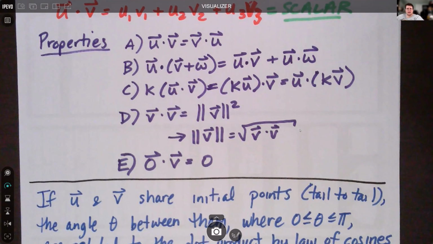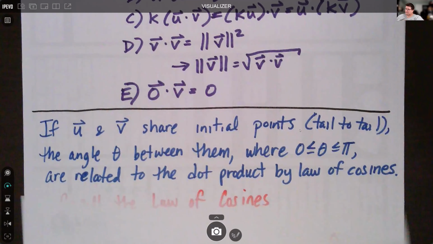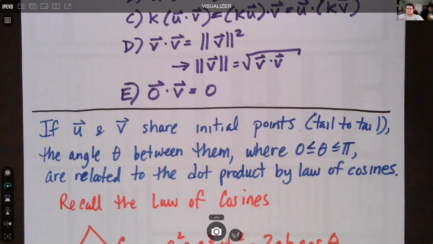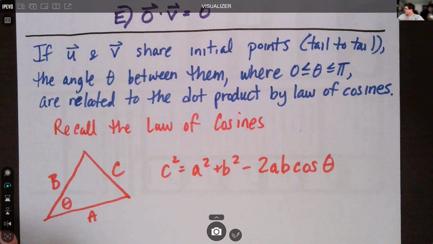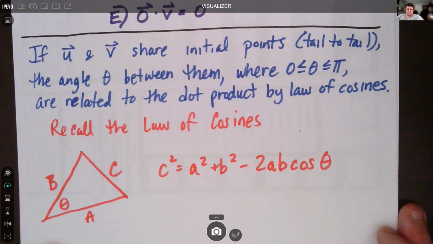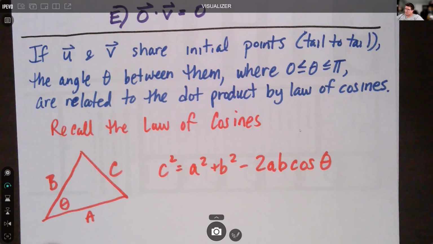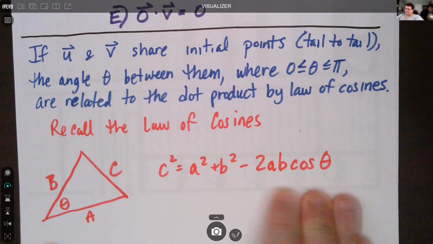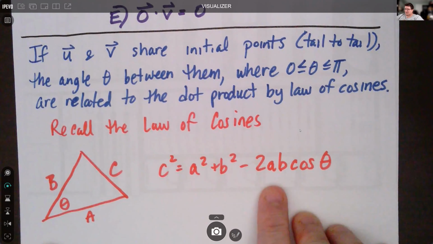If u and v share initial points, like they start at the same point, tail to tail, the angle between them, theta, where theta is between 0 and pi, is related to the dot product by the law of cosines. If you don't remember the law of cosines, I drew the picture here. If we've got a, b, and c, and theta is between a and b, the law of cosines formula is c squared equals a squared plus b squared minus 2ab cosine of theta.